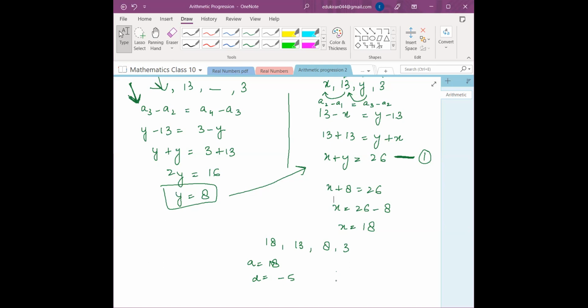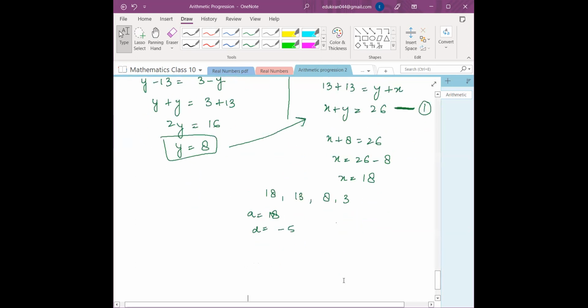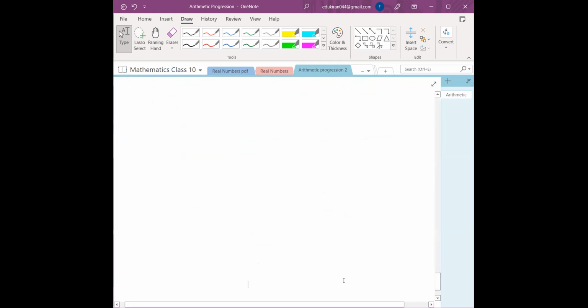Now you can approach this question in a different way also. Let me just tell you that also. This was the series. Like you have a missing number here. Basically, I'm writing A1, then you have 13, then you have your A3 and you have 3, right? So you have to find A1 and A3 basically. Now, in this question, A2 is given and A4 is given.